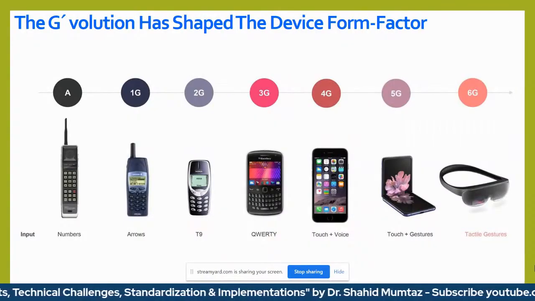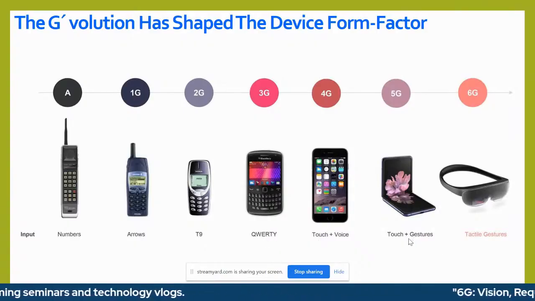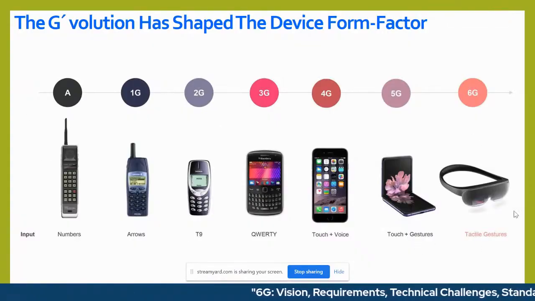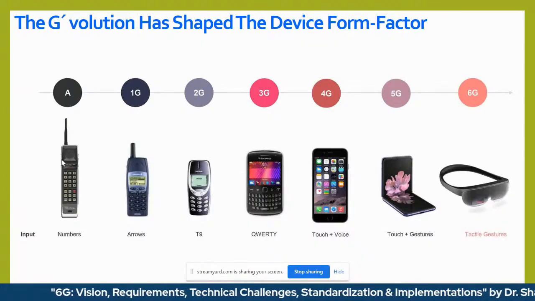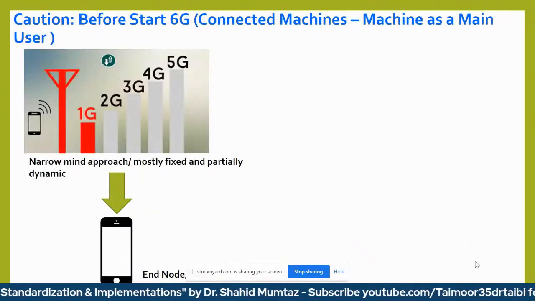This is a nice picture I got from the internet, which I think is nice to show the differences between generations and the devices. If you see, the bottom is the input: we start with numbers, then T9. T9 means just text messages. Then BlackBerry, where you send MMS, then text and voice, touch and gesture, and tactile. You can see the way we are heading toward future generations.